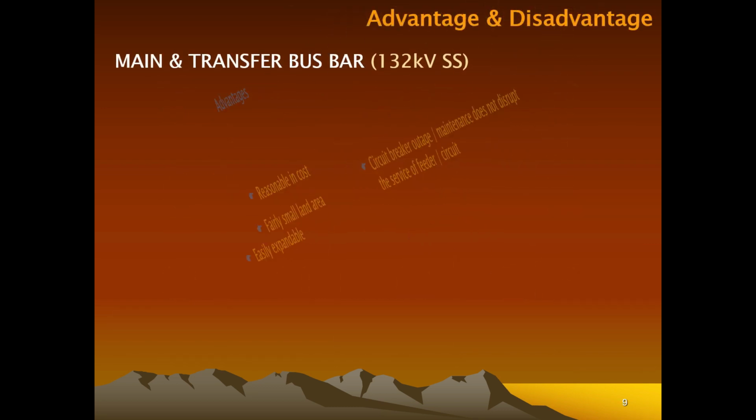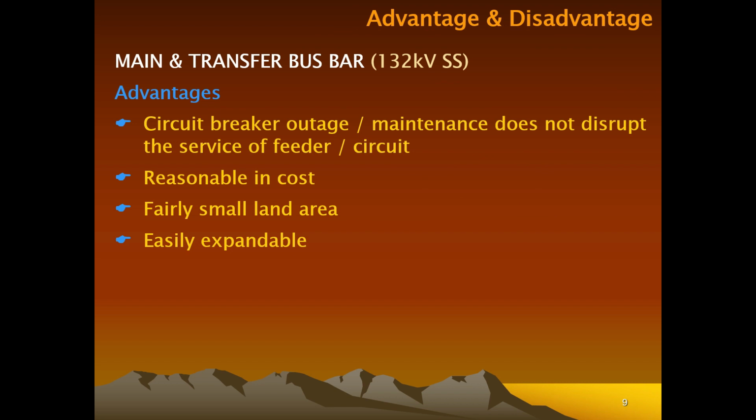The major advantage is that circuit breaker outages or maintenance do not disrupt the service of the feeder circuit. Whenever there is a circuit breaker outage, or you are taking a circuit breaker for scheduled maintenance, your feeder power will not get disturbed. Then the other three advantages, common for all up to double main, are that it is reasonable in cost, requires a fairly small land area, and is easily expandable.